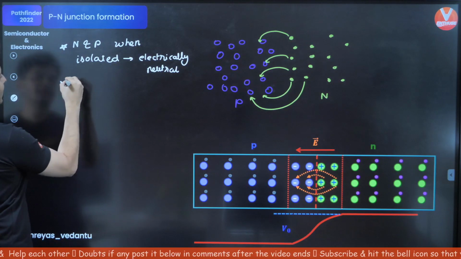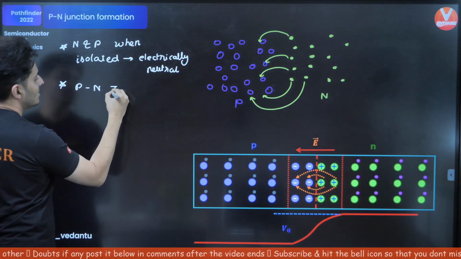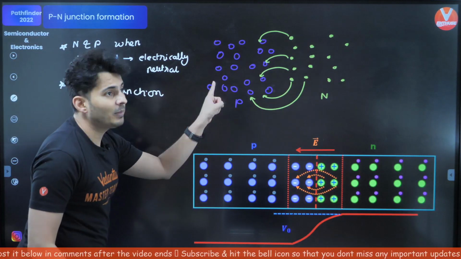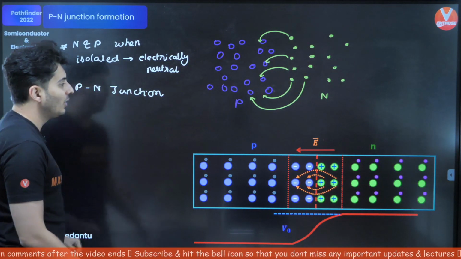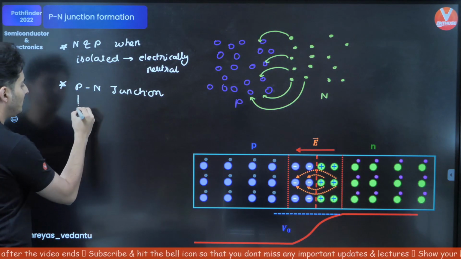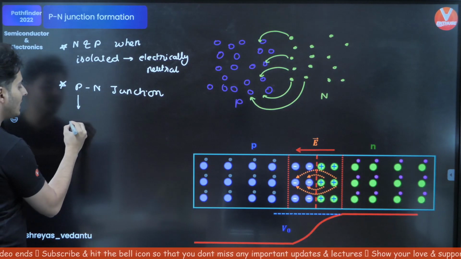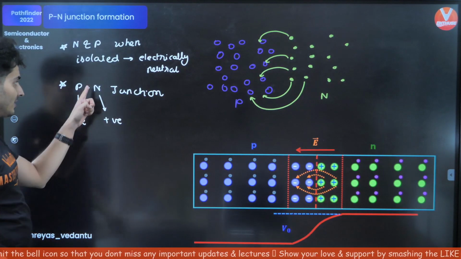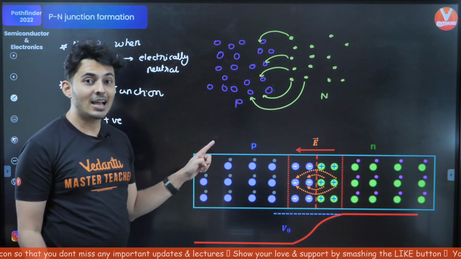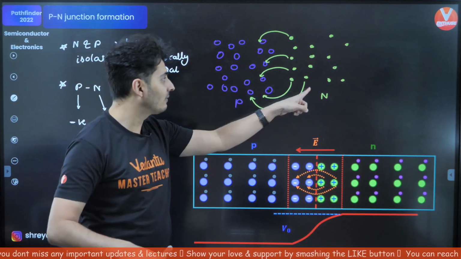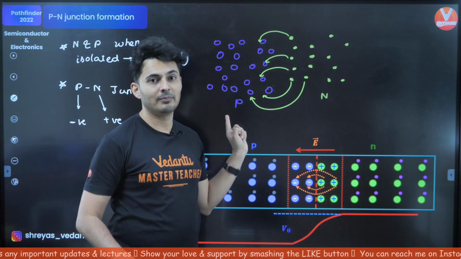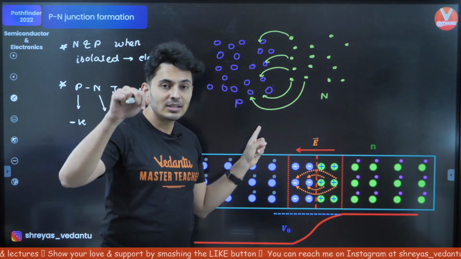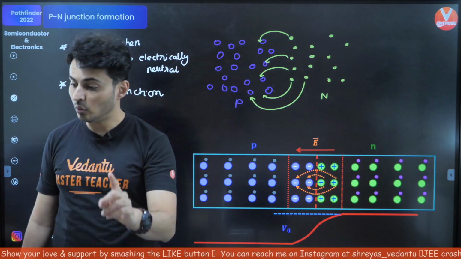But the moment they are in a p-n junction, you will see the electrons jump from here to here. When the electrons jump from here to here, what will happen? The p will become negatively charged and n will become positively charged. This is something which you should realize. N does not become negative, n becomes positive because the electrons leave it. And p will become negatively charged because the electrons actually jump over there. Very, very crucial.